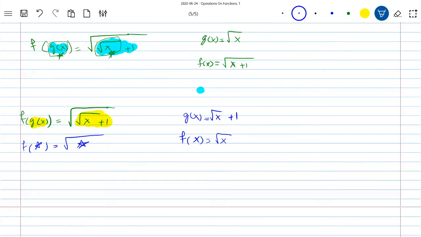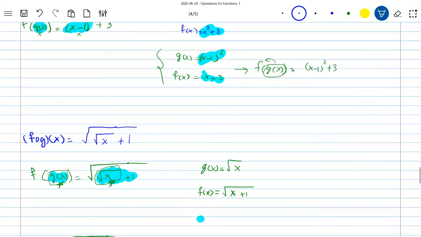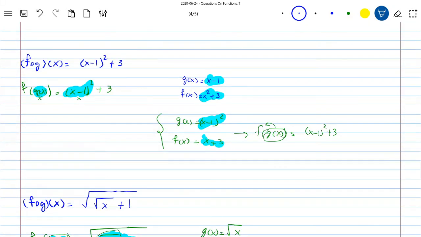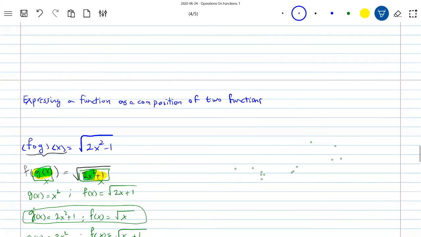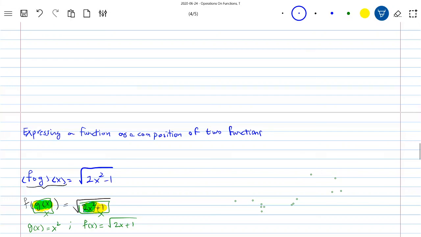This is another way. Okay, so I hope these were clear enough for you to decompose a function into multiple functions. Okay, I'm going to stop here.